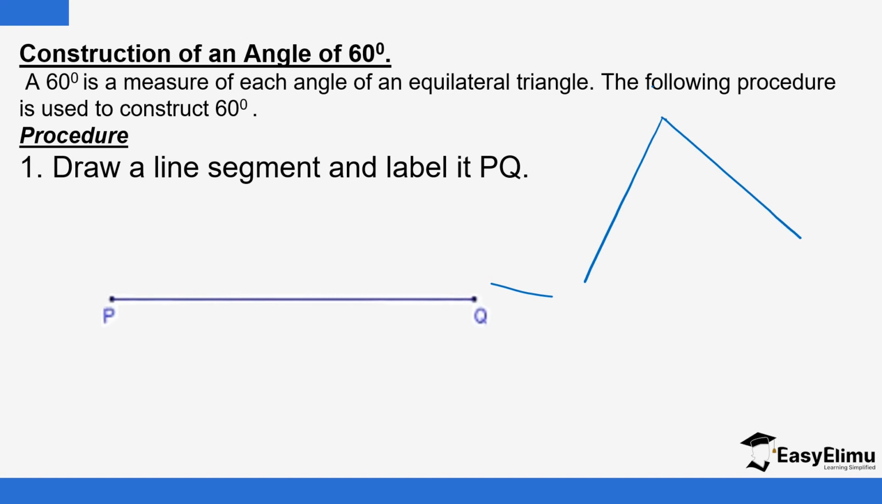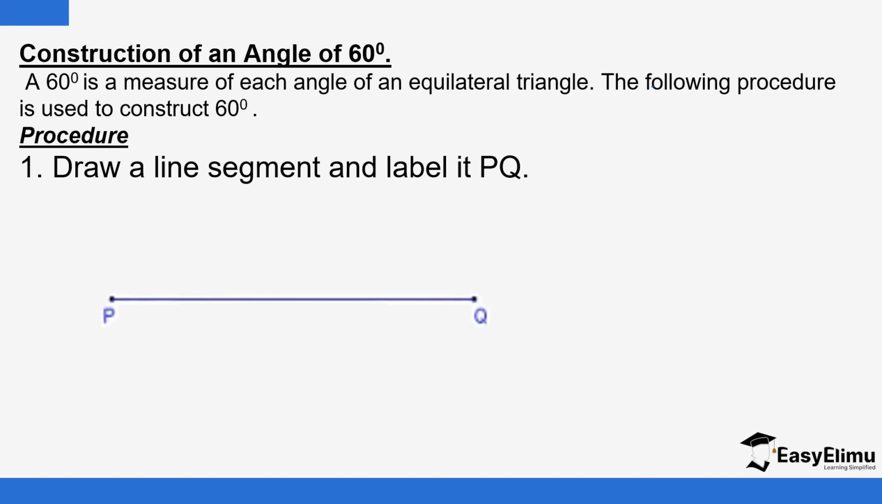An equilateral triangle is simply a triangle whose three sides are all equal. So this is 60 degrees. This is 60 degrees. And this is 60 degrees. So we have all the sides being equal. That qualifies that triangle to be called an equilateral triangle. So it simply means that if you want to construct an equilateral triangle, then the construction of a 60 degrees angle is very important. So the following procedure can be used to construct an angle of 60 degrees using a ruler and a pair of compasses only.